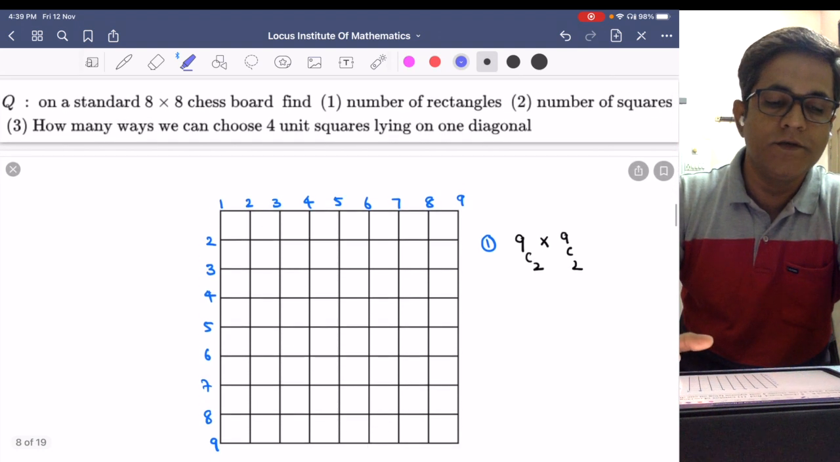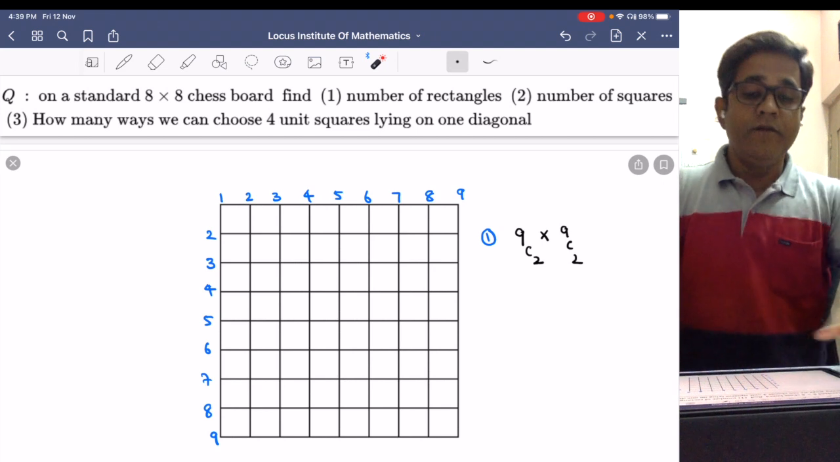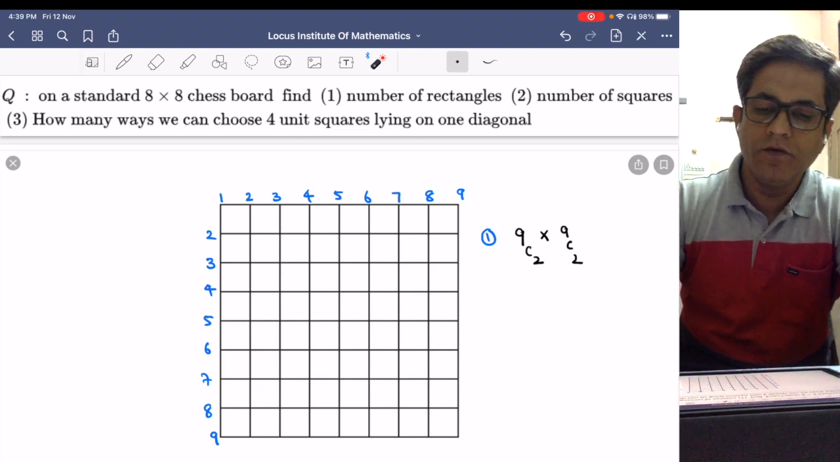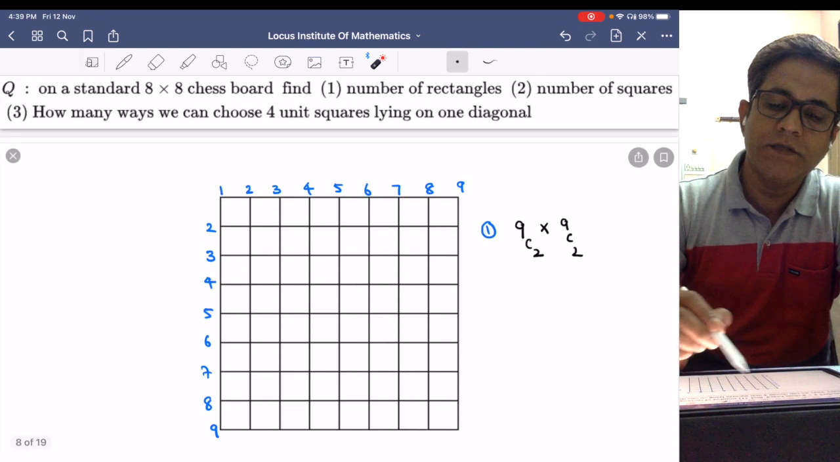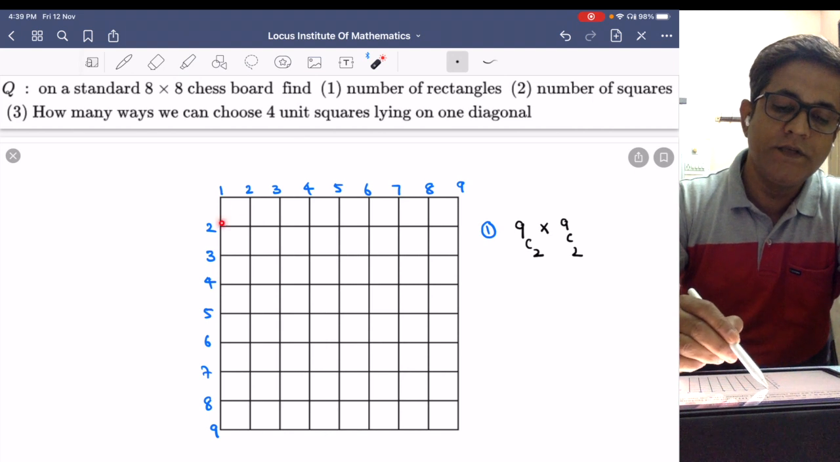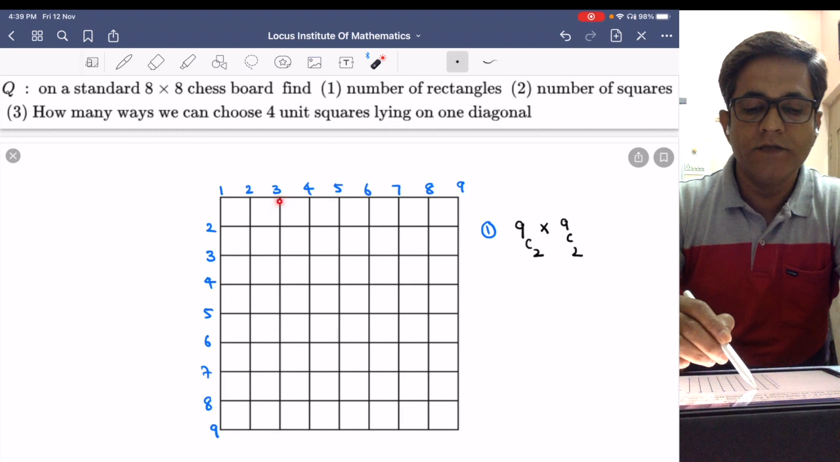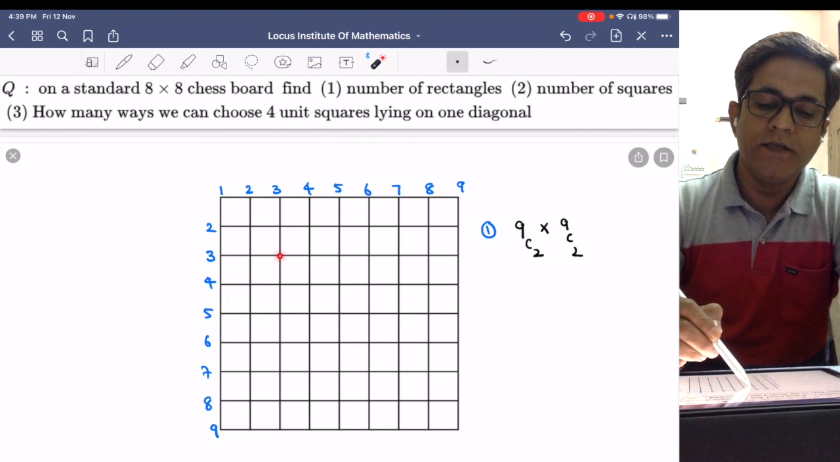This is the second question solution. Now come to the third question. How many ways can we choose 4 unit squares lying on one diagonal? To answer this, see, 4 unit squares are lying on one diagonal. This diagonal contains only 1 unit square. This diagonal contains only 2 unit squares. This diagonal contains only 3 unit squares. This diagonal contains 4 unit squares. Therefore, our solution starts from here.